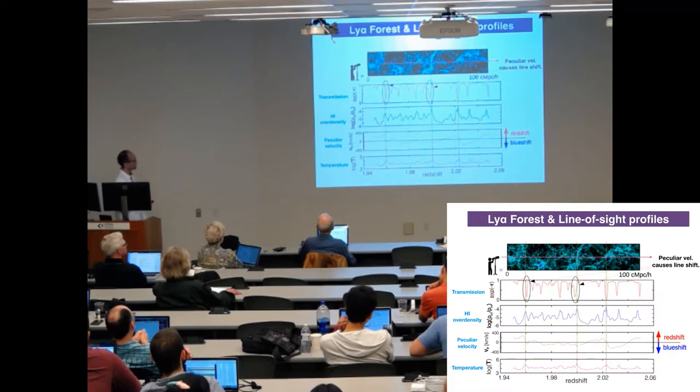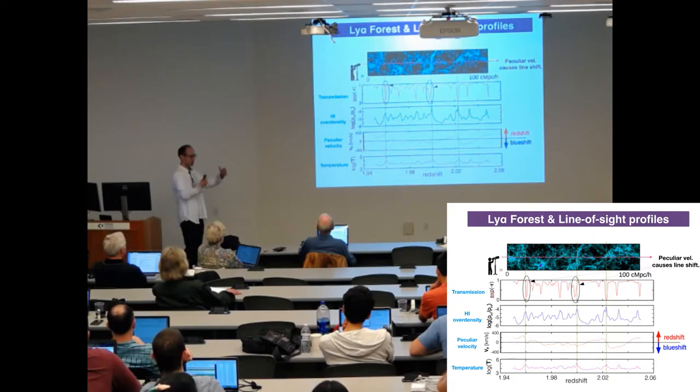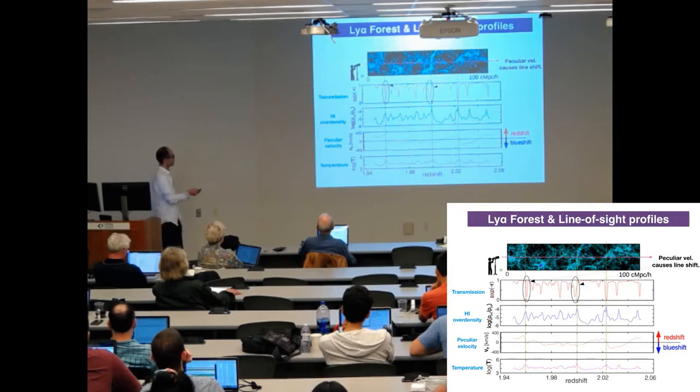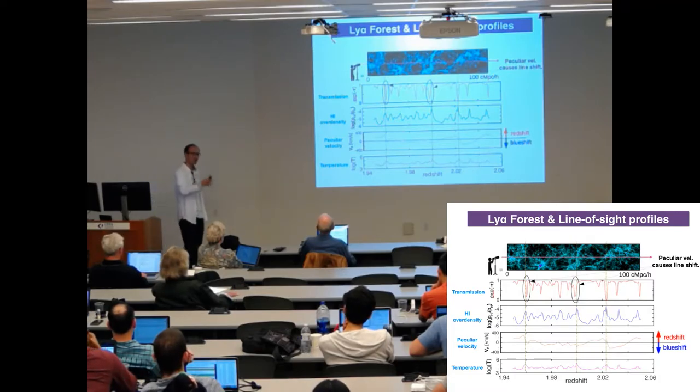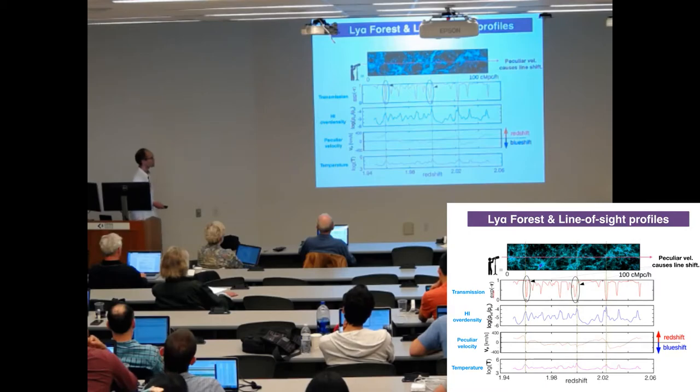Okay. So what we do is produce these light cone outputs. We have to produce a light cone from z equals 2 to 3. You have to connect all these boxes to produce the line of sight data. And then you compute the transmission curves or Lyman alpha forest. And then take into account the peculiar velocities of the gas. Otherwise, you're not going to produce a proper redshifting of these lines. So they'll be slightly offset from these density peaks. And we also want to cross-correlate this with the metal distribution as well.